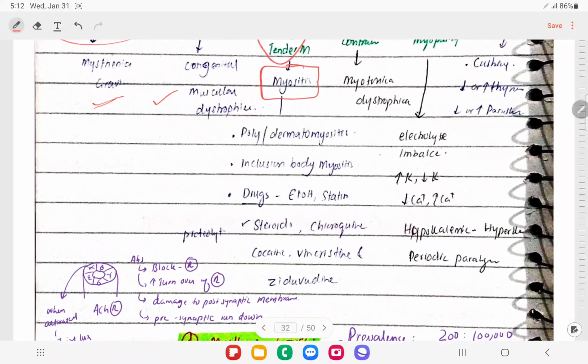So obviously there are some drugs, like steroids, chloroquine, cocaine, vincristine, and zidovudine. These drugs are going to cause myositis, right? Okay, so let's talk about inclusion body myositis first, right? Then I'm going to talk about the second thing, polymyositis and dermatomyositis. And don't forget that ethyl alcohol is also going to cause myositis, and we have statins available that are going to cause myositis. So let's talk about inclusion body myositis first, right? So let's move on to the next page.